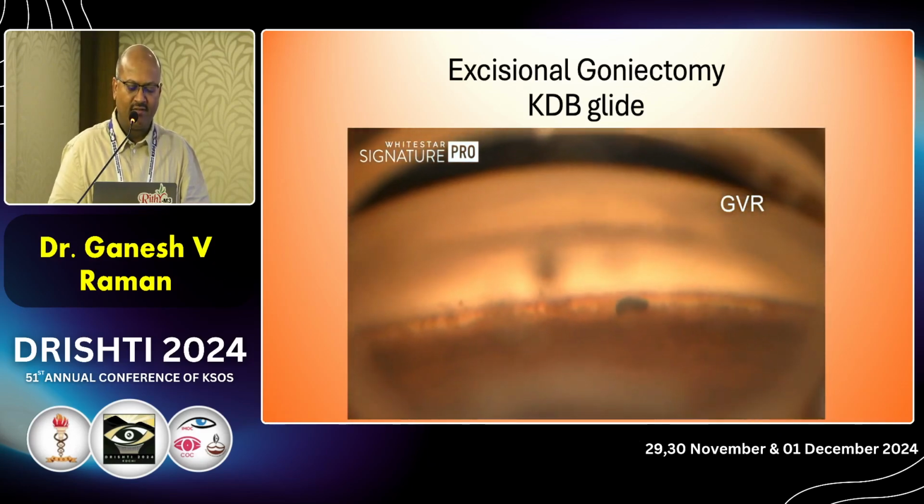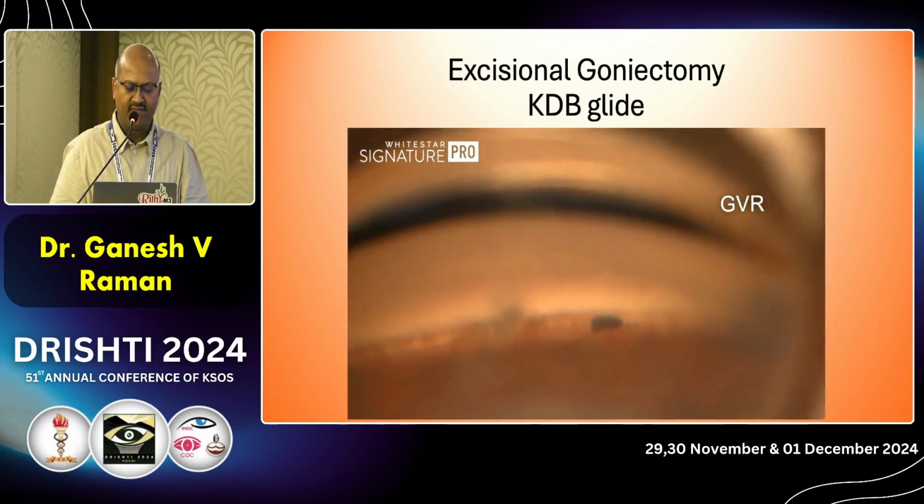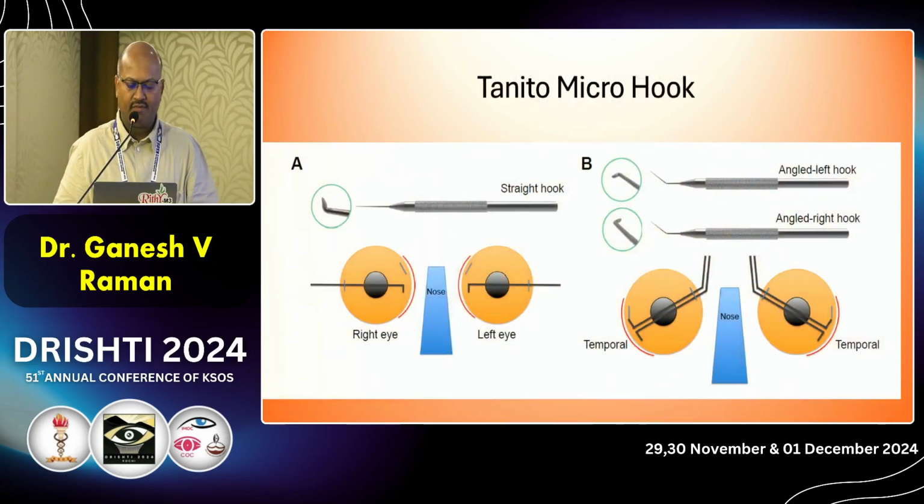Okay, so we'll play it from the beginning. So you can take the blade and cut on either side. I'll come to the next one, which is the Tanito microhook. Like I mentioned, this is reusable, and the logic is same as the dual blade.